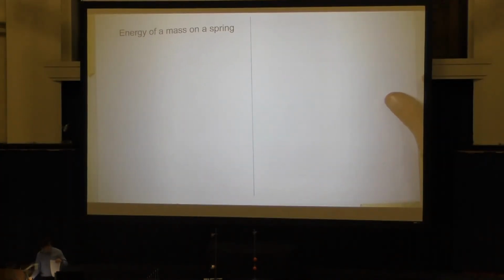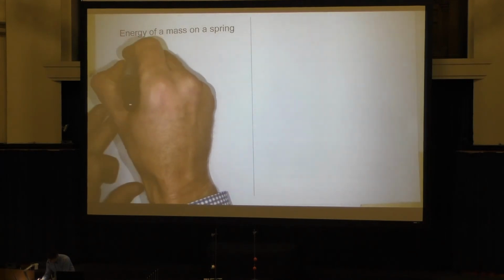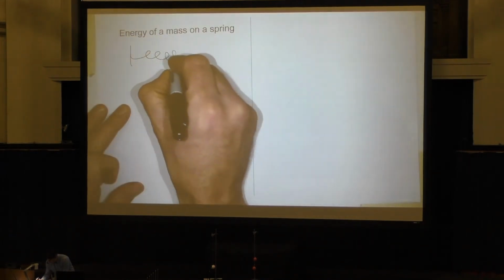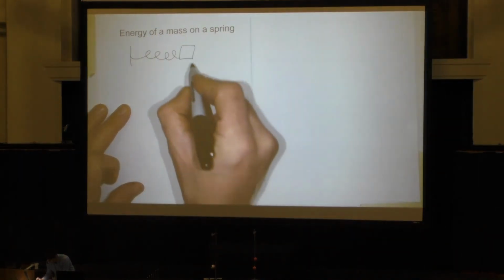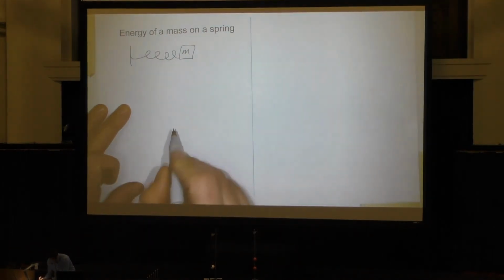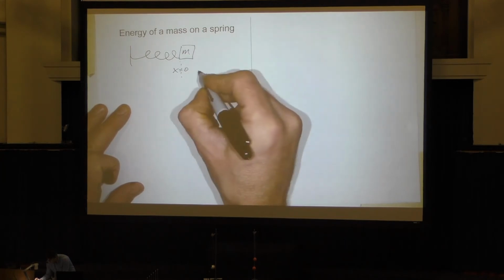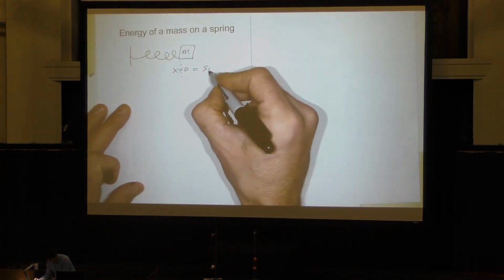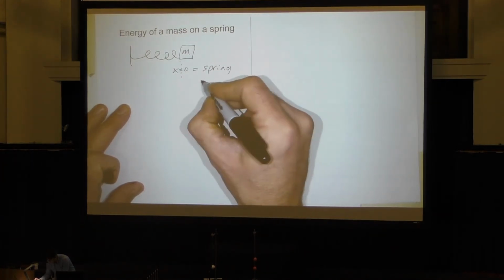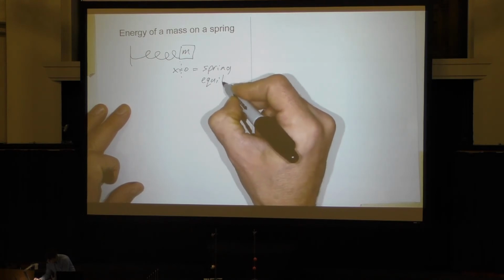Okay, I'm going to go on to this energy, because this is the last sort of in-depth important thing of this chapter, and then we'll talk a little bit about the damped and driven. So energy of mass on a spring. We're going back to our horizontal spring, because that's a little easier than the vertical one. Here's a mass m. Here's its x equals 0, which is spring equilibrium. That's important.